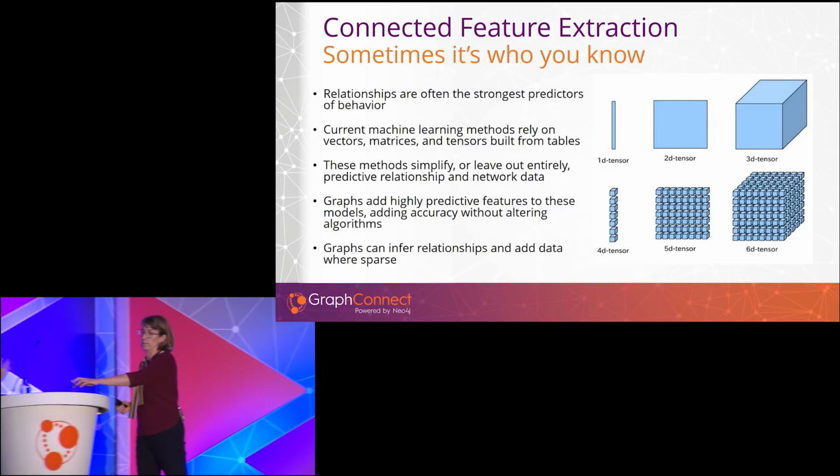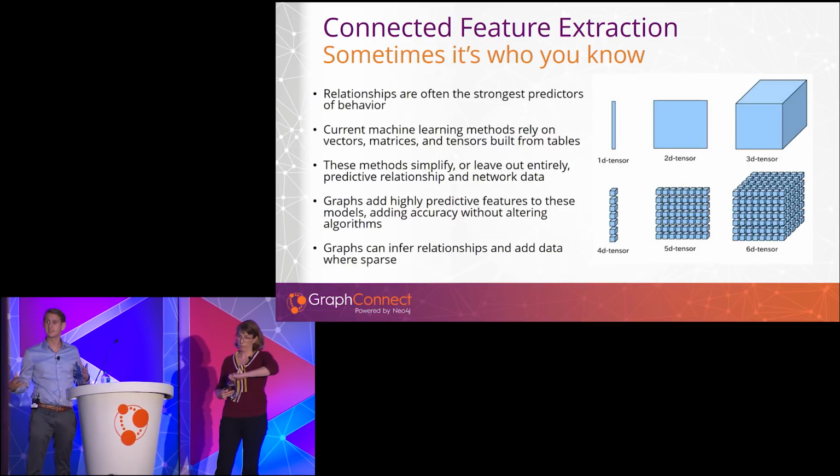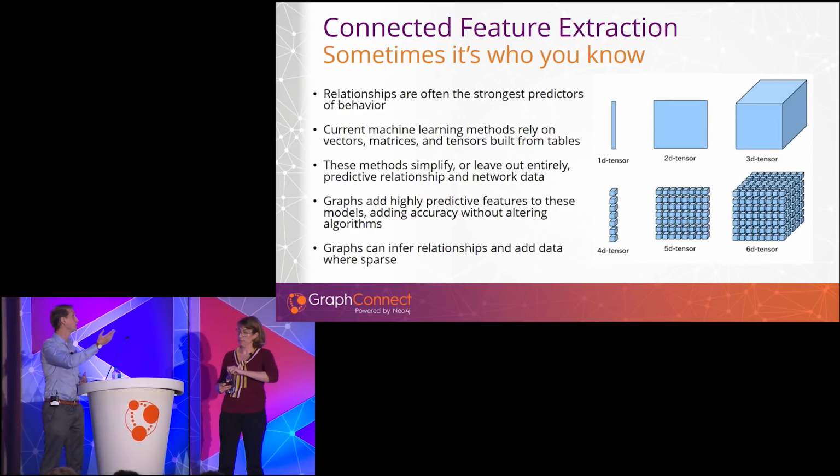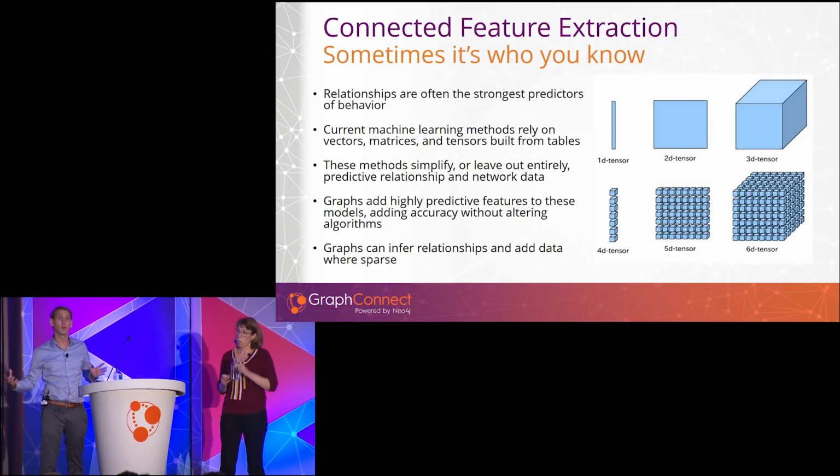I just wanted to point out one thing on the visual you're seeing. What you're looking at are not tensors, right? You're looking at tensor spaces. They're the spaces in which a tensor could occupy. You can have simple one-dimensional tensors that are basically vectors moving into multi-dimensional tensors.